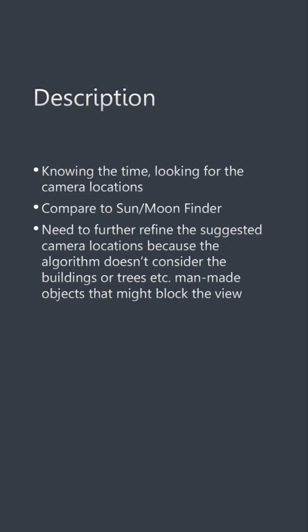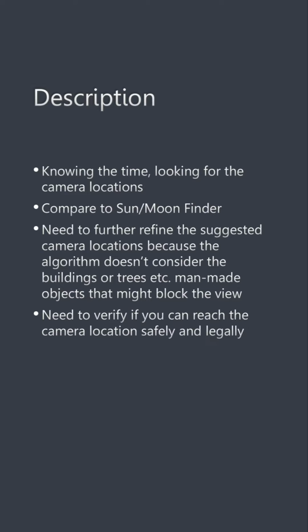The alignment location search will suggest some camera locations, considering the terrain. However, it doesn't consider the buildings or the trees or any other man-made object that might block the view. Which means you have to go through the locations and filter out those definitely not going to work. Furthermore, you need to verify that you can reach the camera location safely and legally.